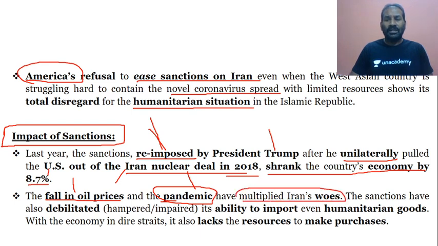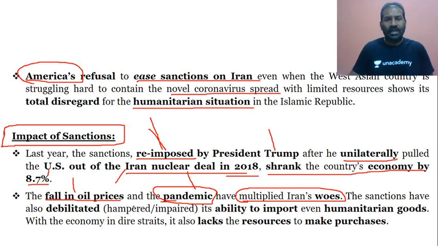It has multiplied Iran's woes. So please do understand this phrase: it has multiplied Iran's woes. That means the crisis which Iran is experiencing is very bad in this situation, because one is the imposing of sanctions by Trump, the second is the fall in oil prices, and the third is the pandemic, that is the SARS-CoV-2 virus, which has spread very violently, and that has hit even the health infrastructure very badly, and many deaths have taken place.